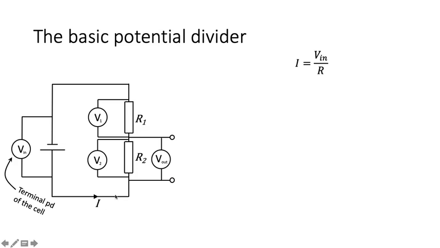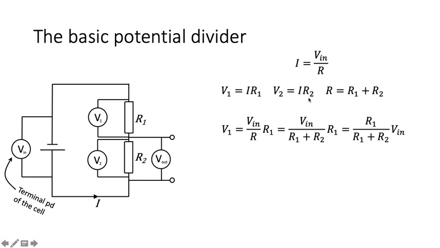I, the current in the circuit, will equal the terminal PD divided by the total resistance of the circuit. The total resistance of the circuit is R1 plus R2, and the potential difference V1 and V2 across each of those resistors is given by V1 equals IR1 and V2 equals IR2, just the basic equation rearranged. Since V1 equals IR1, we can replace the current with V in over R to get V1 equals V in over R multiplied by R1, which is the same as this, which is the same as this.